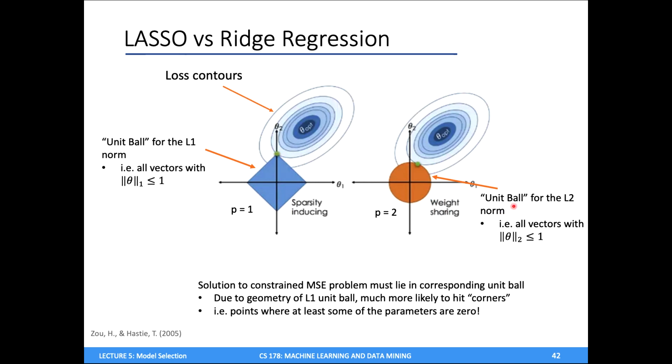In contrast, if we look at the unit ball for the L2 norm, if you plug that constraint into the function for the 2 norm, it's an actual ball, not a diamond. It's a circle. And it's very unlikely that you're going to hit the corners here, just due to the geometry of this unit ball. So there is some nice geometric intuition here, and I really encourage you guys to go back and think more about this. I know it's a little complex.